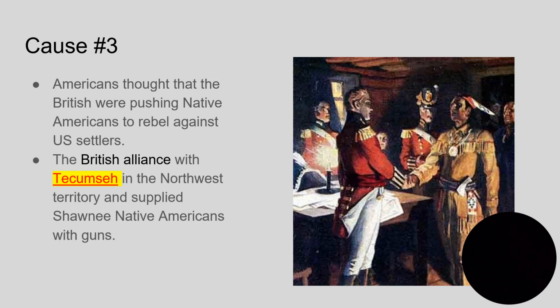A third cause, the Americans thought that the British were pushing Native Americans to rebel against U.S. settlers. It had been discovered that the British were making alliances with certain Native American groups. The straw that broke the camel's back was Great Britain making an alliance with Tecumseh in the Northwest Territory and supplying the Shawnee Native Americans with guns. Now, this was a big problem.